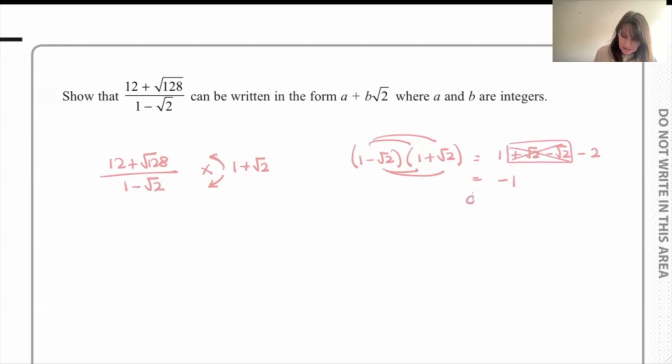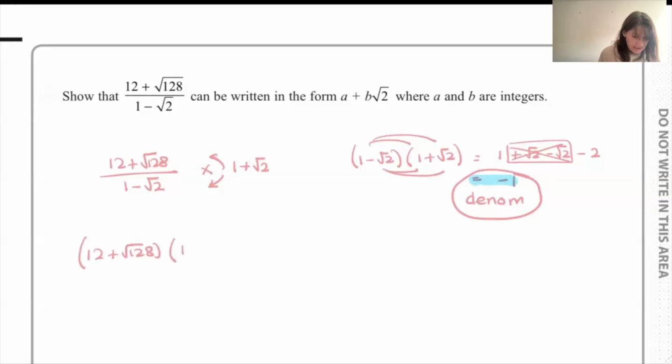Now, I mustn't lose this fact. Yes, I have just found the denominator of a fraction, and I'm going to need that later, so I don't want to lose it. So I'm now going to work on the numerator, but when I start to write this out and take a closer look at it, I can obviously see this root 128.